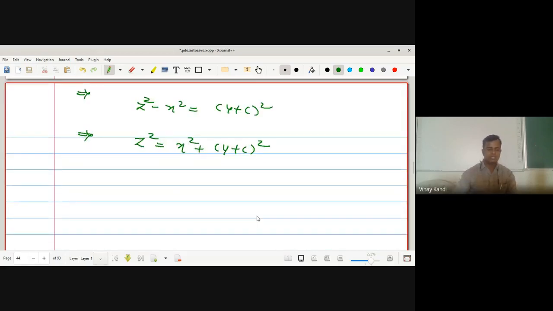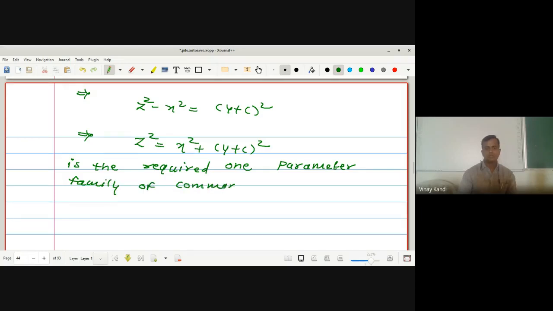Okay, now this is the required one parameter family of common solution. Okay, any doubt? No, sir.